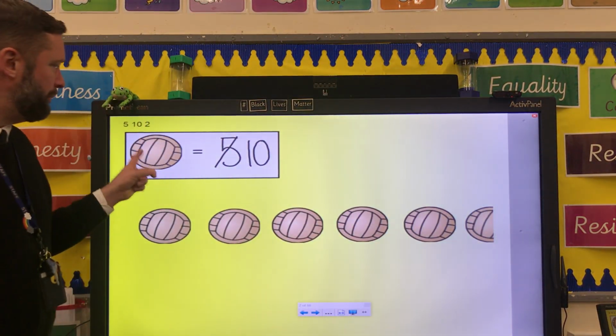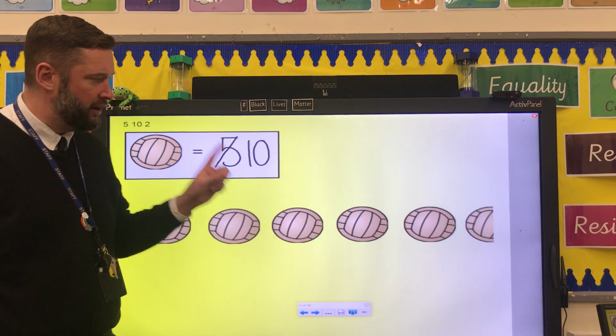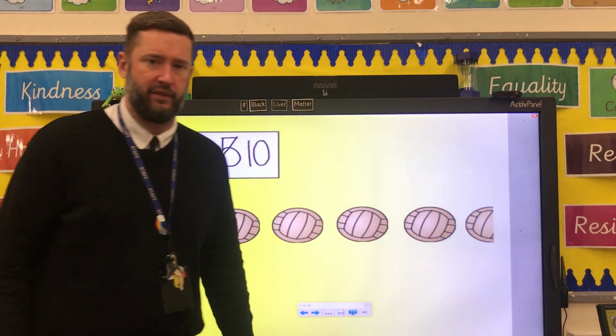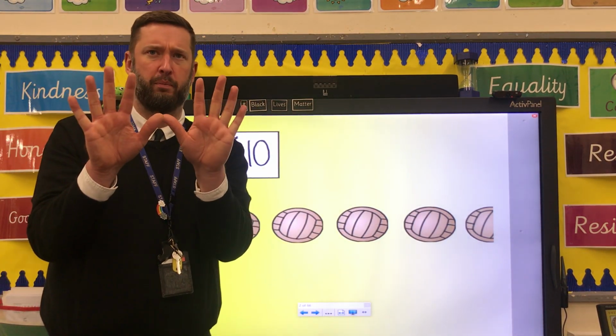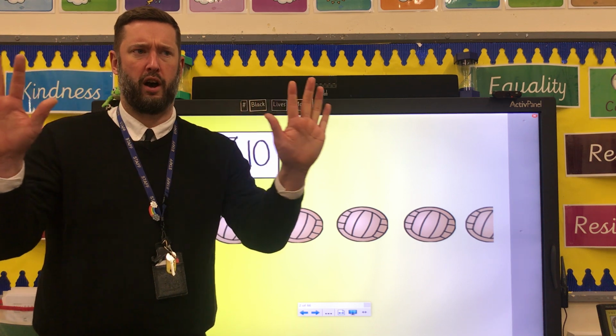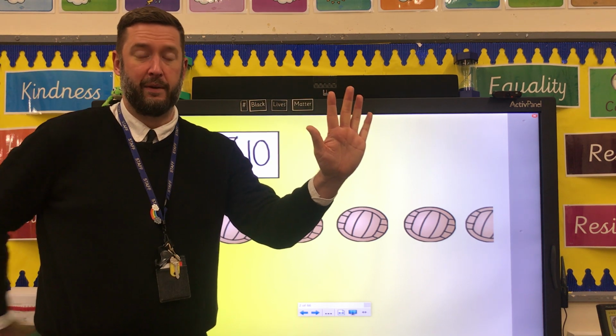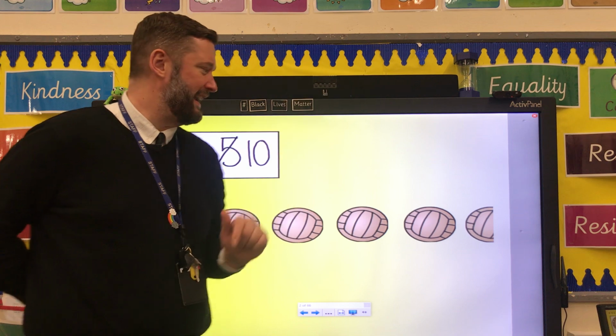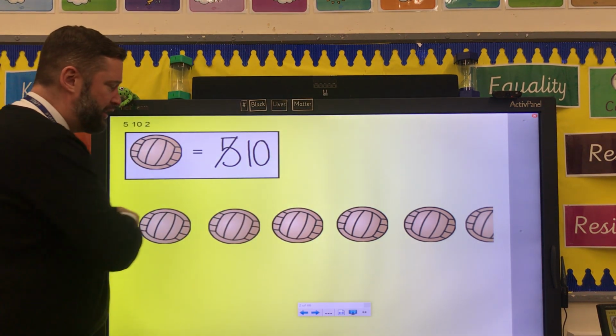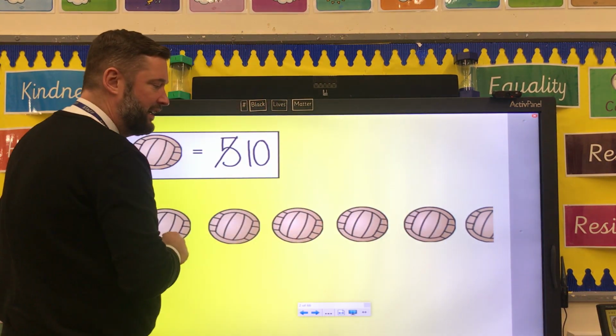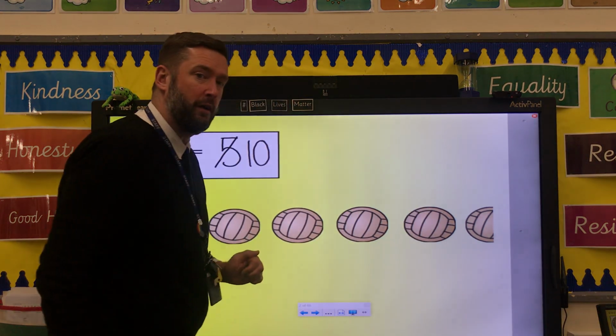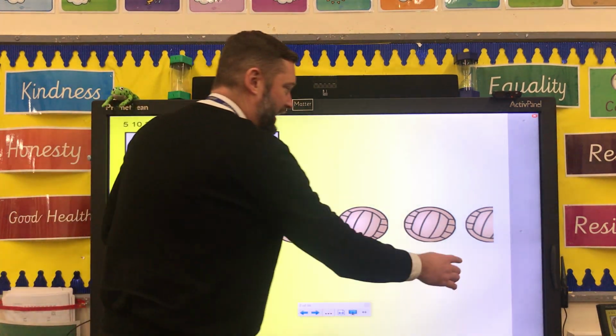If one ball has a value of 10, what would half a ball have a value of? There's one ball. So what would half a ball have a value of? It would have a value of 5. So let's count these now. So I had 50 and 5 more make 55.